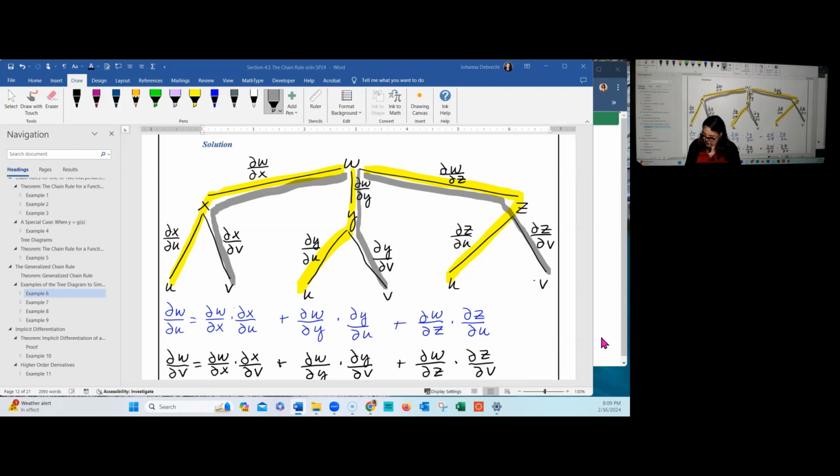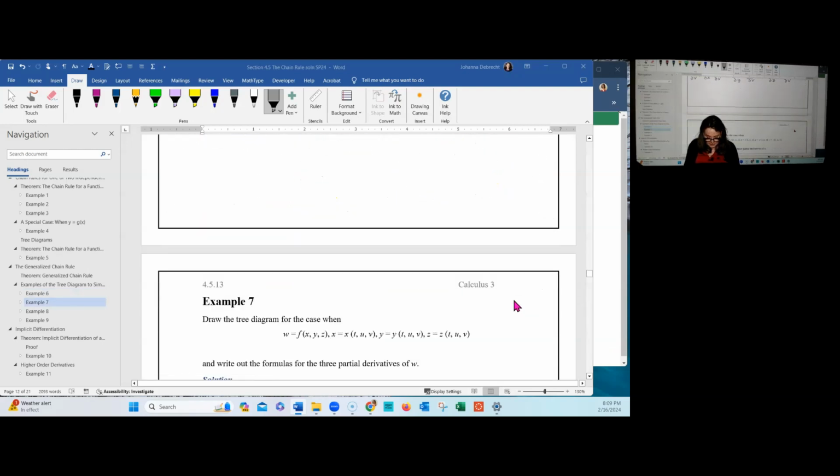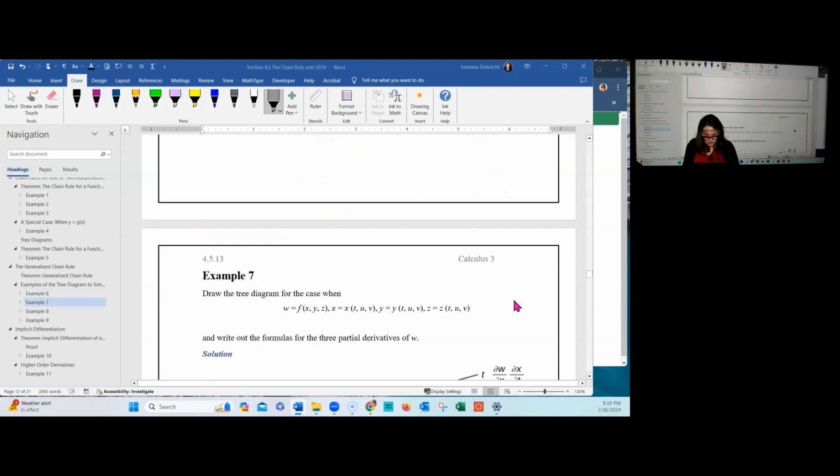Let's take a look now at our next example. In our next example, we want to draw the tree diagram for this situation where W is again a function of three independent variables, X, Y, and Z. X, however, is a function of three independent variables as well, not two, T, U, and V. Y is also a function of three independent variables, T, U, and V, and Z is a function of three independent variables, T, U, and V as well.